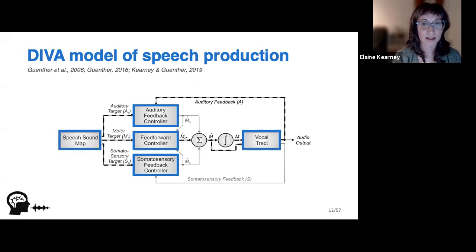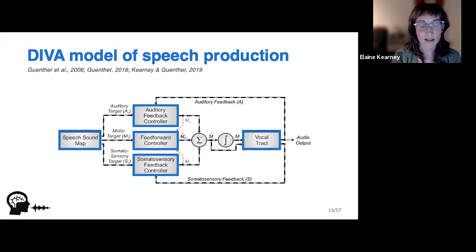As speech occurs, the auditory feedback controller compares the incoming auditory feedback to the auditory target. If it detects a mismatch between the intended target and the feedback, it will send a corrective command to the vocal tract to correct for that error. And then very similarly on the somatosensory side, the somatosensory feedback controller compares the incoming feedback to the somatosensory target. If it detects an error, it will issue a corrective command to the vocal tract.